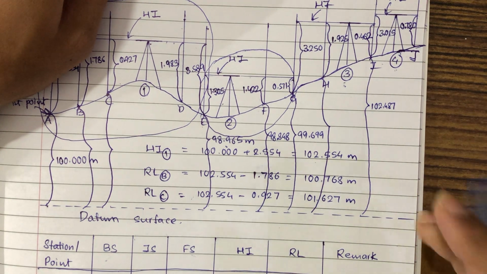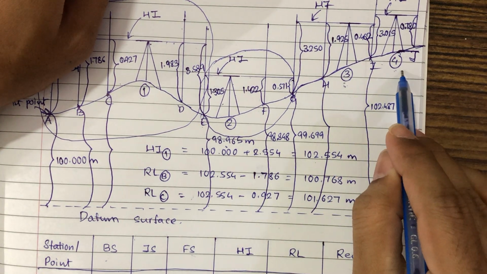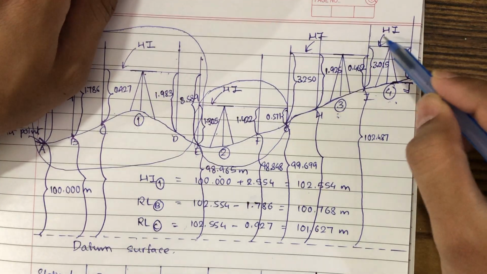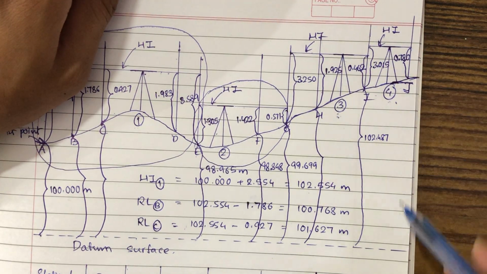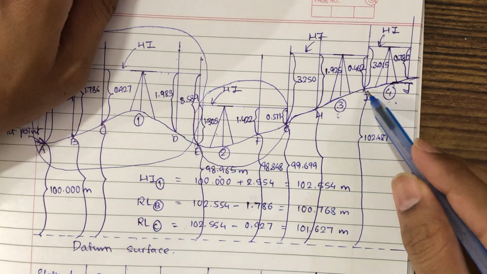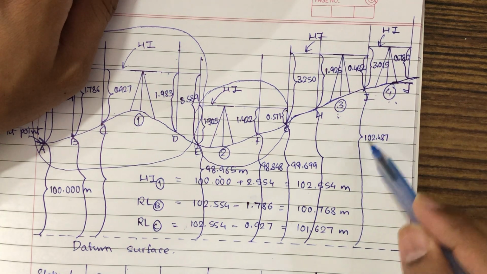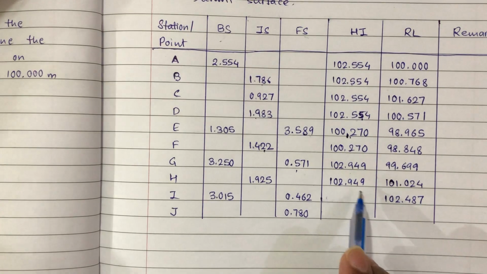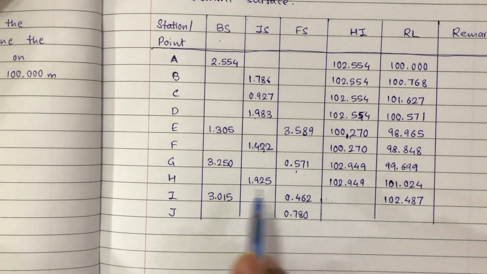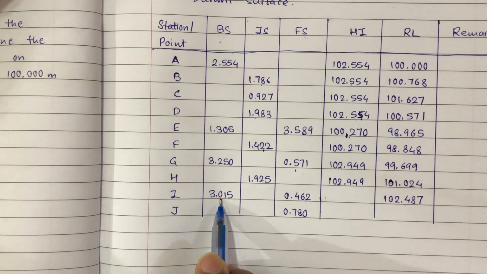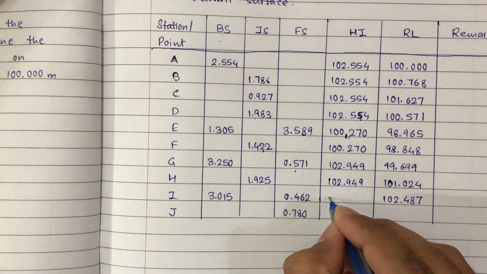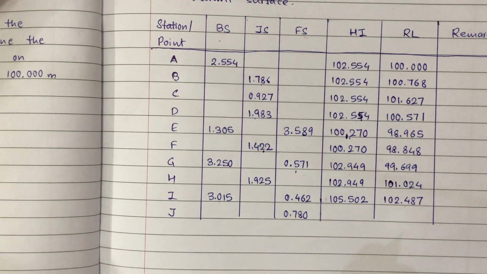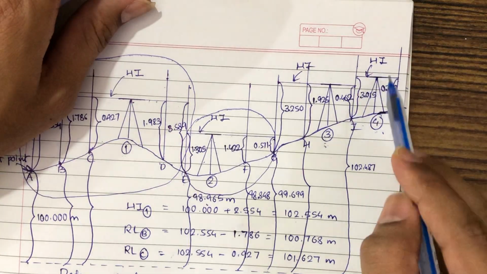Now again from point 3 it changed to point 4. At point 4 we will get a new HI. So what will the new HI be? It will be the RL at this point I, that is 102.487, plus this reading, that is 3.015. So 102.487 plus 3.015 comes out to 105.502. This is the new HI at this point 4.